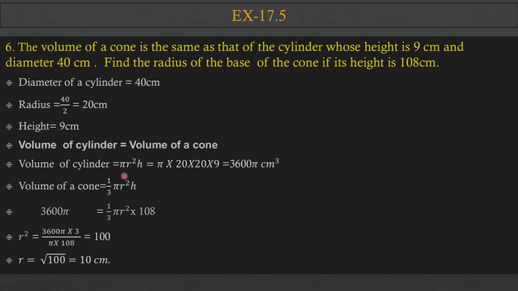The volume of the cylinder you can find out using the formula. You will get 3600 pi. That means 3600 pi centimeter cube is the volume of the cone also. So just put the values in the formula for the volume of the cone. You will get 100 centimeters as your answer, and this comes to r, that is 10 centimeters.